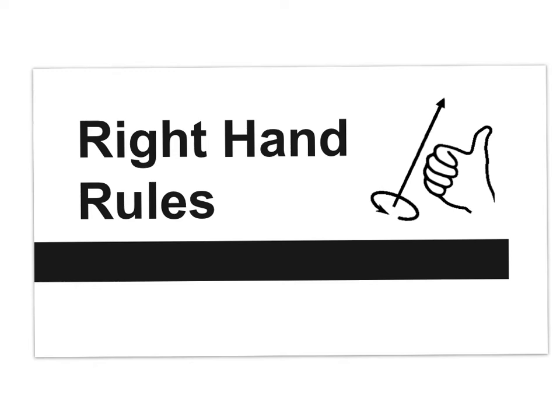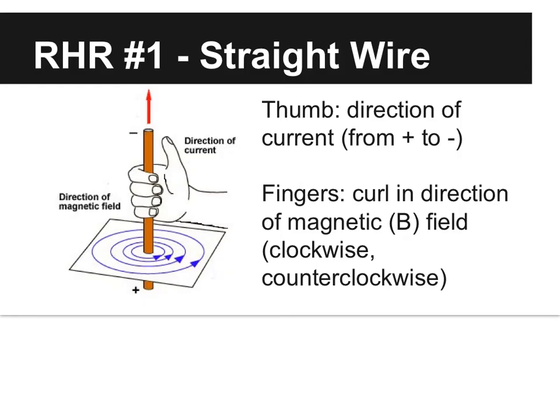Today I'm going to be talking about right-hand rules. There are 3 right-hand rules we're going to talk about. For this lesson, make sure that you are actually doing the right-hand rules with me. The first right-hand rule is for a straight wire.